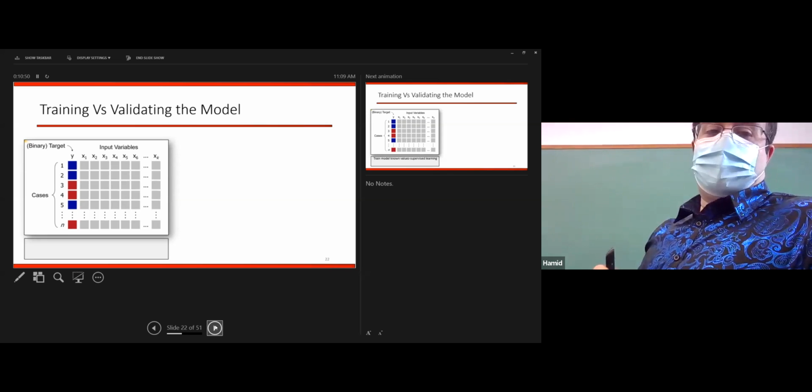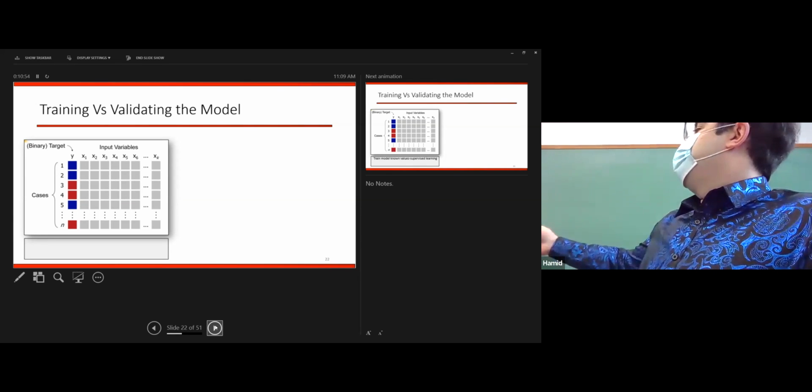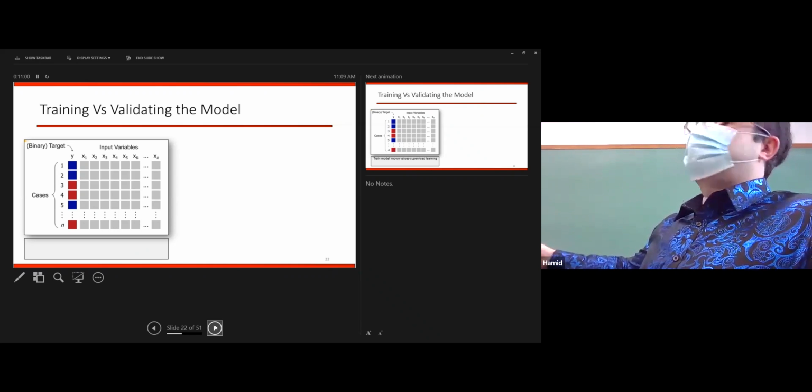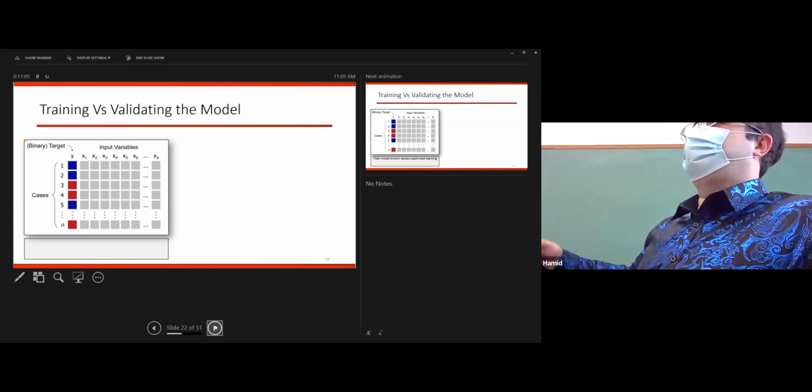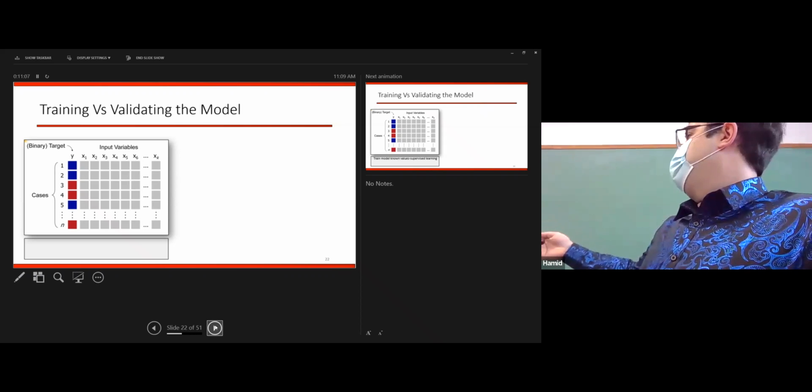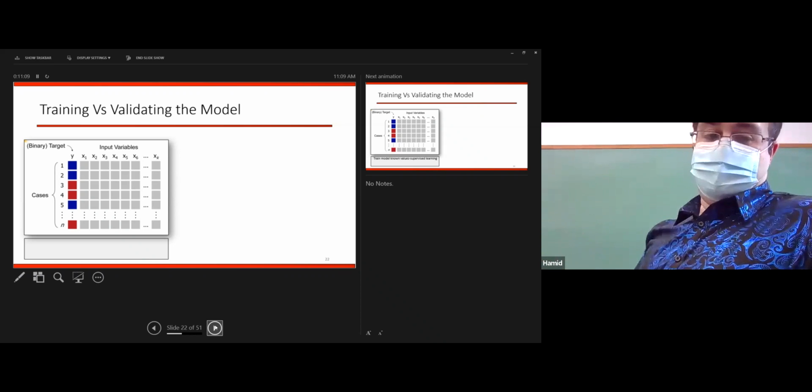Yeah, I think I just talked about training versus validating. From the data set that you have, you divide your data set into 2 sections randomly. One section for training, another section for validating your model, and see if you are happy with the accuracy or not.